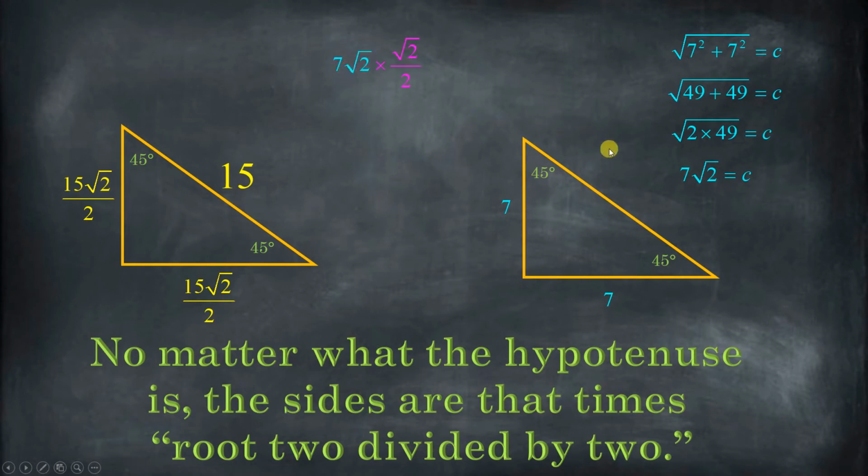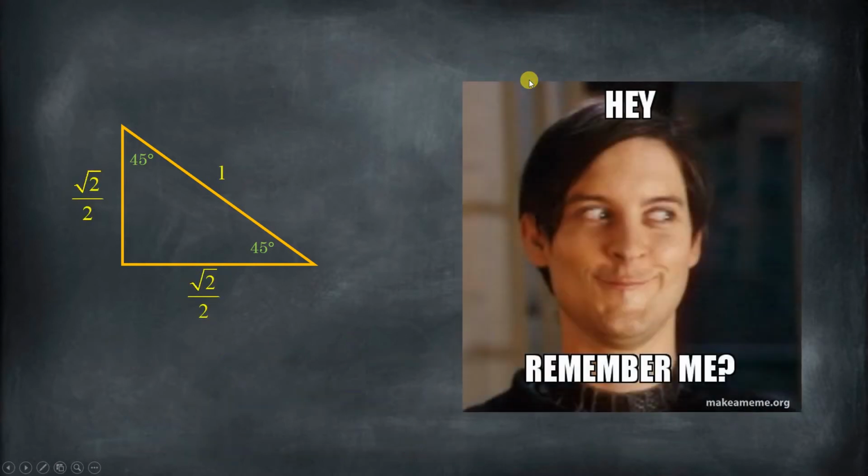Now, whatever this hypotenuse is, the legs have to be that times the square root of 2 over 2. So let's see if that's true. Let's see if 7 root 2 times the square root of 2 over 2 equals just 7. So 7 times square root of 2 times square root of 2 over 2. Well, square root of 2 times square root of 2 is 2. Divided by 2 is 1. It's just 7. It works, no problem.